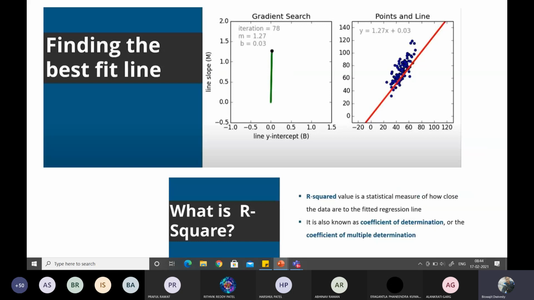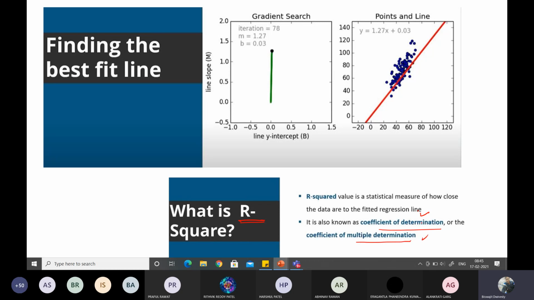For that, one parameter is there, called the R square parameter. I have already told you that the R square parameter is used to find out the accuracy of our model, or how closely our data is fitted to our model. That can be predicted by this R square parameter. That thing is written here. R square value is a statistical measure of how close the data are to the fitted regression line. It is also known as the coefficient of determination or coefficient of multiple determination.